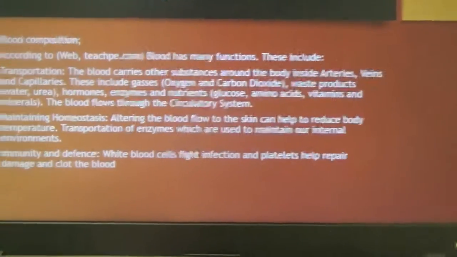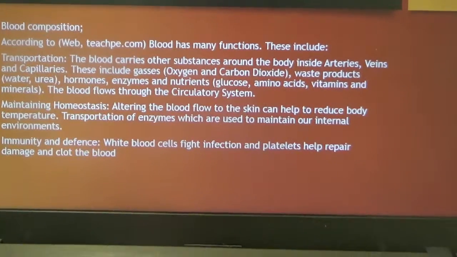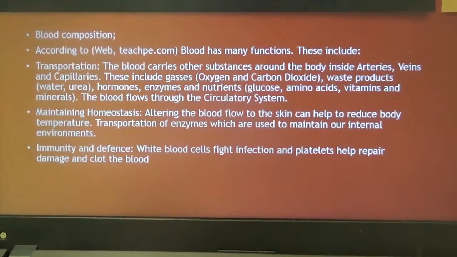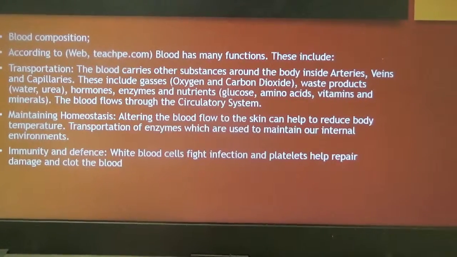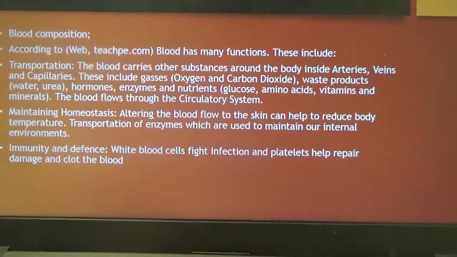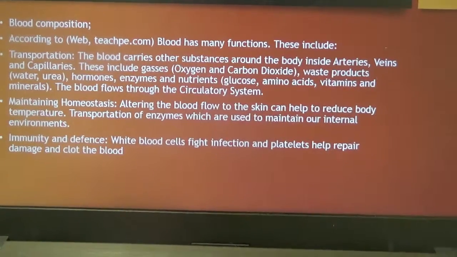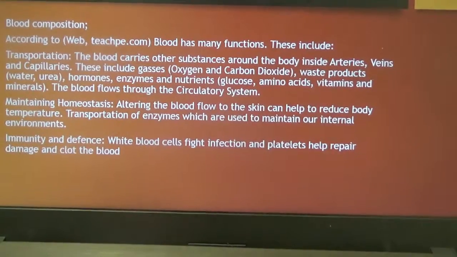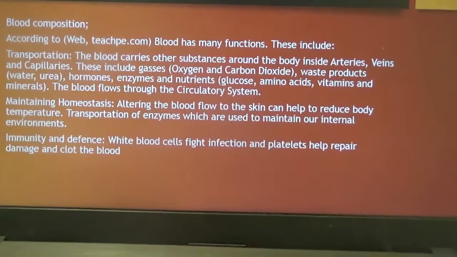The blood composition. According to the web thp.com 2015, blood has many functions. These include transportation. The blood carries other substances around the body, inside arteries, veins and capillaries. These include gases such as oxygen and carbon dioxide, waste products such as water, hormones, enzymes and nutrients such as glucose, amino acids, vitamins and minerals. The blood flows through the circulatory system.